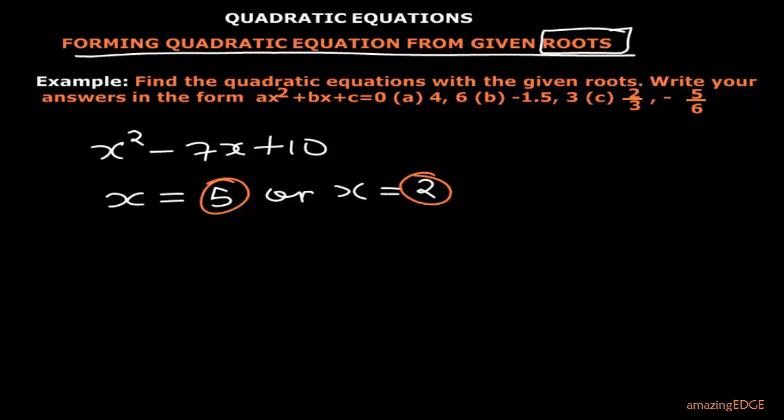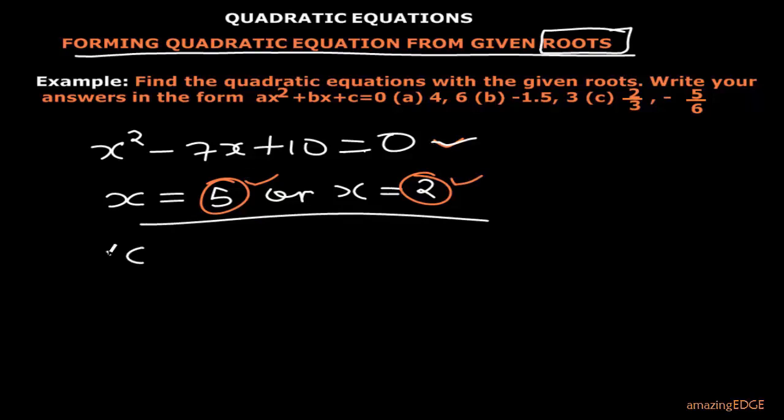Remember, there is equals to 0 here. So this 5 and 2 is what we refer to as the roots of this quadratic equation. The solution to a quadratic equation is what we refer to as the root or the roots of the quadratic equation. So it is possible to get the quadratic equation when you are given the roots. For instance, supposing I'm given the roots to be x equals 5, x equals 2, I can form the quadratic equation from this solution.